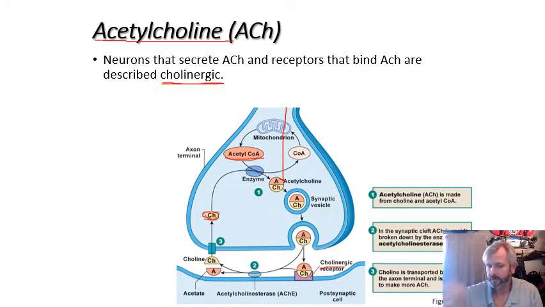So we get the signal, but then it gets taken away. We don't want this acetylcholine constantly bombarding and activating the receptor. We need to remove the signal, and the way it's done for acetylcholine is there's acetylcholinesterase, an enzyme here that breaks down acetylcholine to choline and acetate. That choline can get recycled back into the presynaptic neuron and be put together to make acetylcholine again.